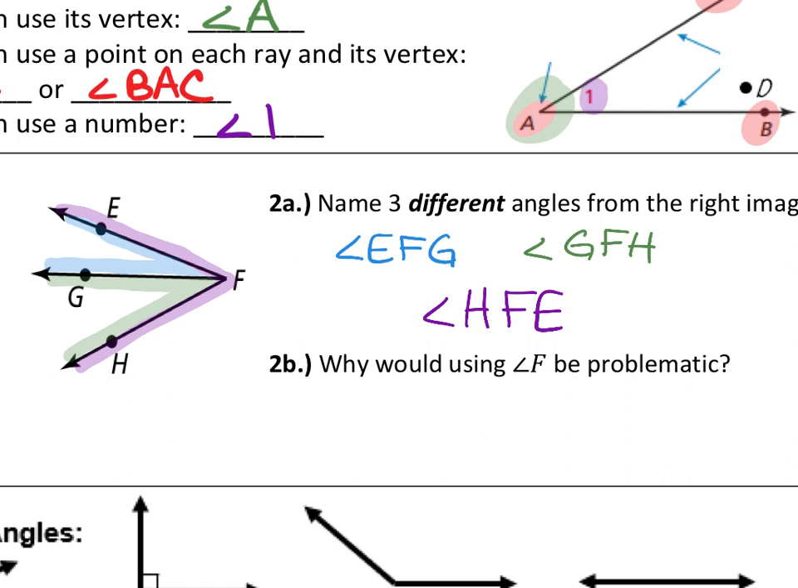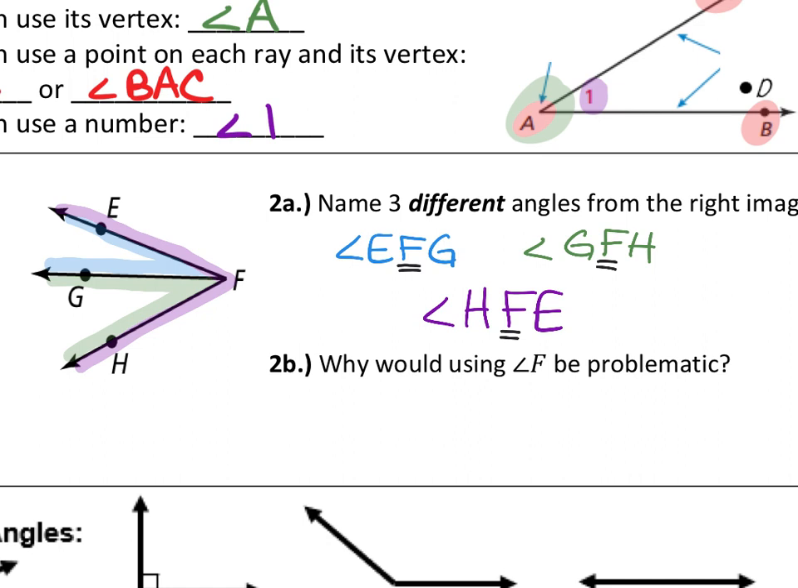Oh, that is a great question. So just using angle F would be problematic. We're not really allowed to do it in this situation. Why is that problematic? Look at how many used F as their vertex. Is it clear which of these I'm talking about if I just say angle F? No. It's not really clear.